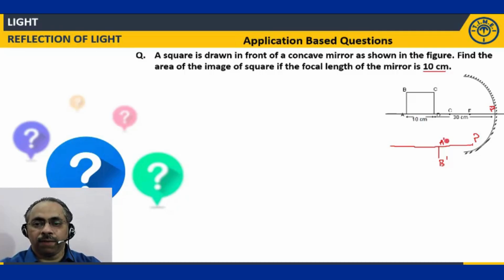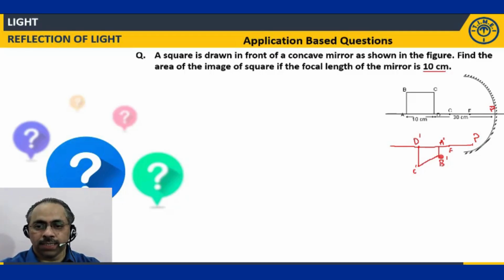Okay, this will be formed between C and F. So somewhere here I will have the F. So forget about it. Next, I will have the CD part of the image somewhere formed here. So D is along the principal axis. So D dash will be formed over here and C dash will be formed over here.